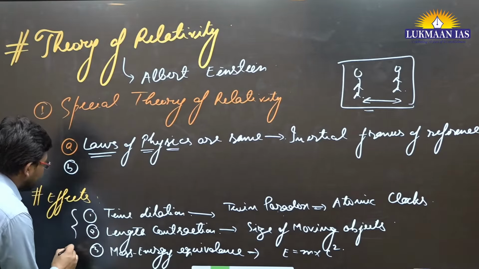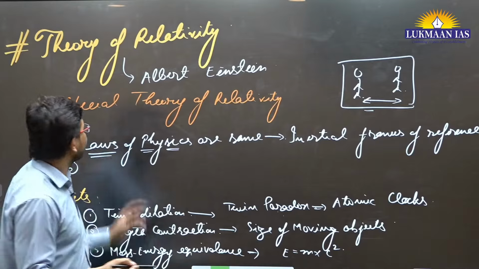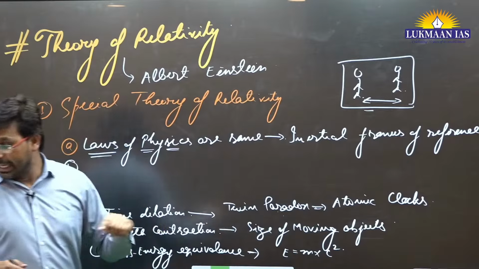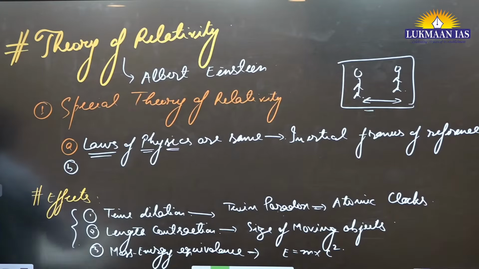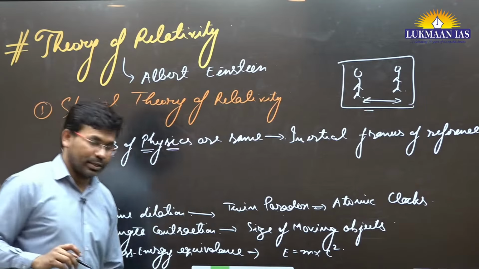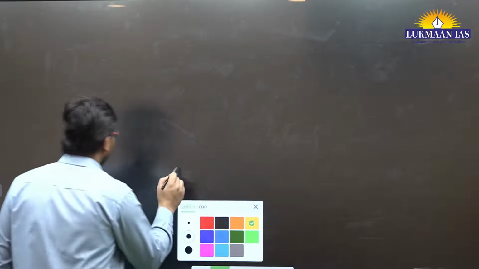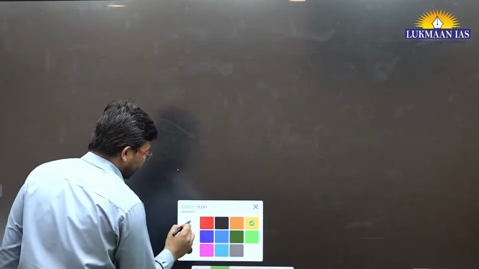So this is the thing. These were the counterintuitive effects of the special theory of relativity, right? Now we are going to talk about the general theory of relativity, okay, which is going to be very important. We are going to cover the general theory of relativity, and we are going to cover some important questions also, okay, today itself. So this is the second thing.